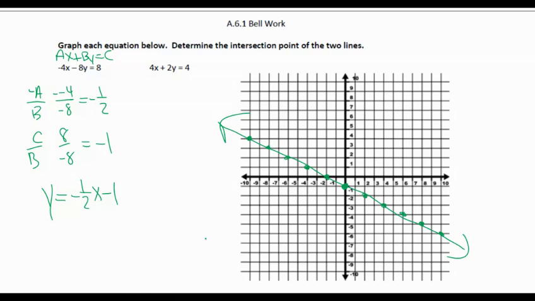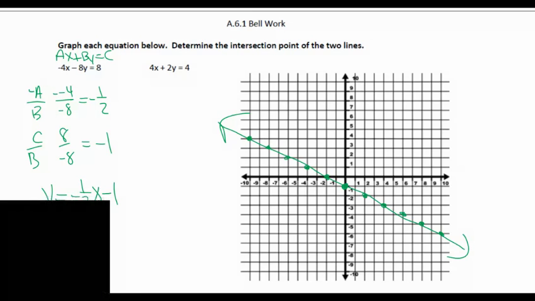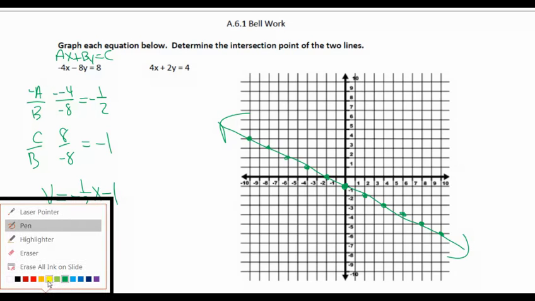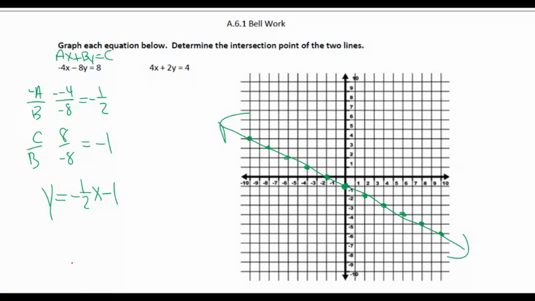Now I'm going to do the same thing with the second one. I'll change my color so they're different colors. So I've got 4x plus 2y equals 4. This is in standard form, so I'm going to do the same thing. Negative a over b would be negative 4 over 2, which is negative 2. So my slope is negative 2. My y-intercept, c divided by b, would be 4 divided by 2, which is 2.